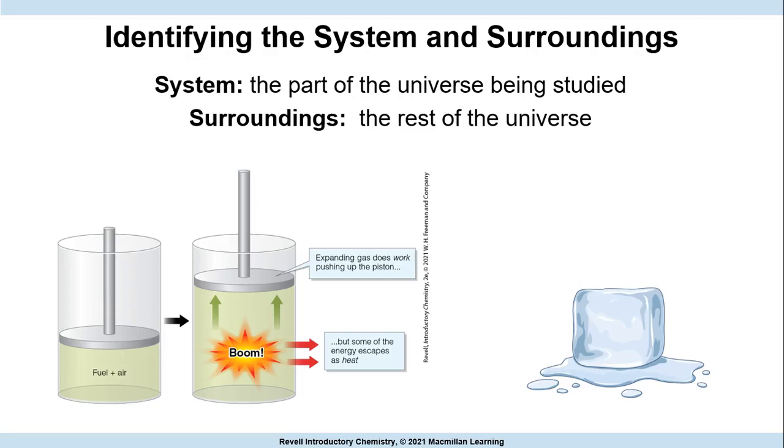So what is a system in thermochemistry? The system is defined as the part of the universe that we are studying. So if we choose the piston here and this system, this is called the system. And the surrounding is everything else apart from the system. So the surrounding is the rest of the universe.